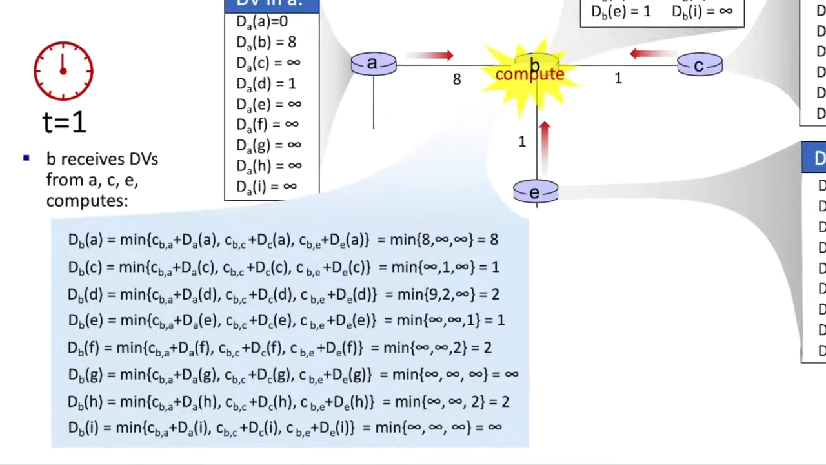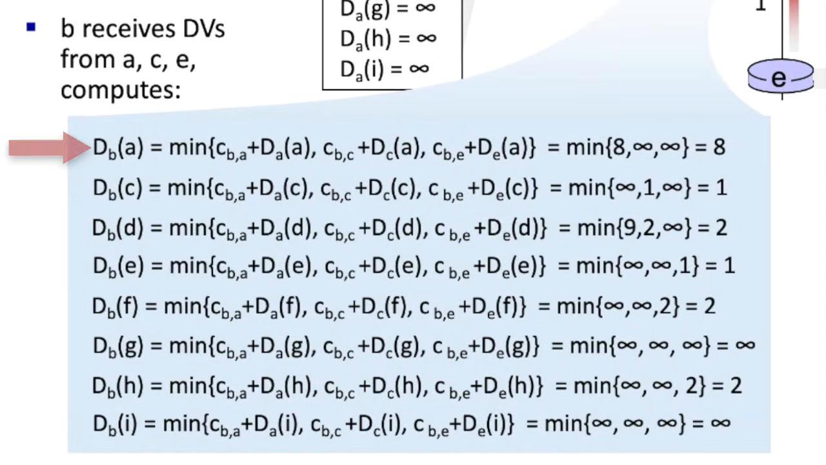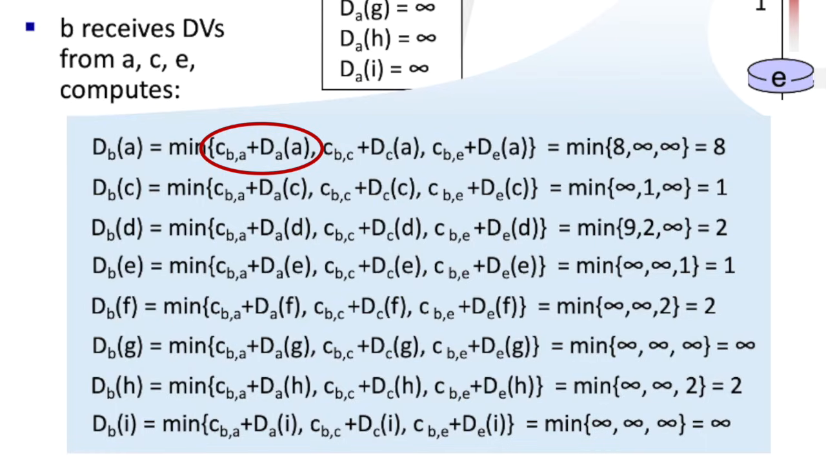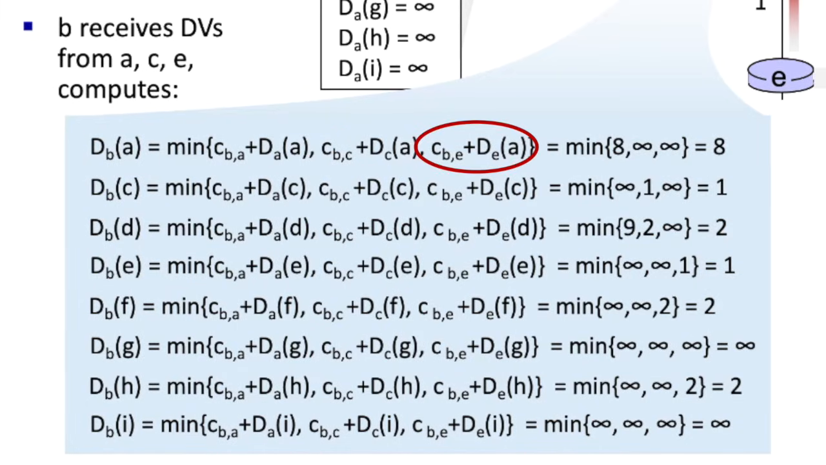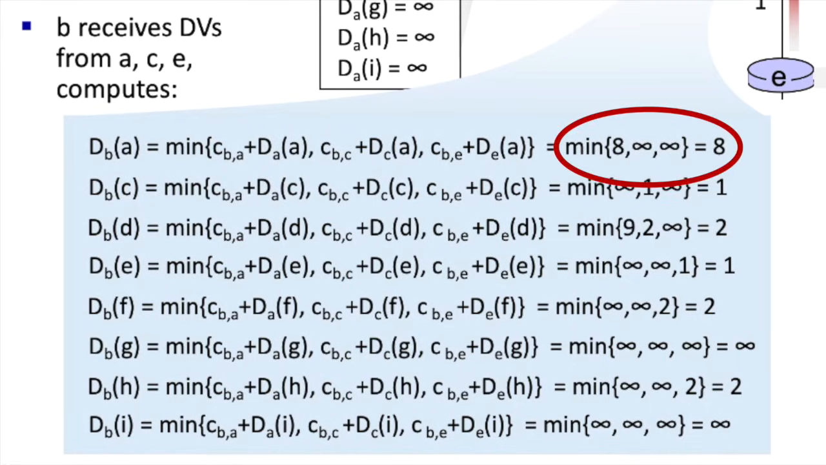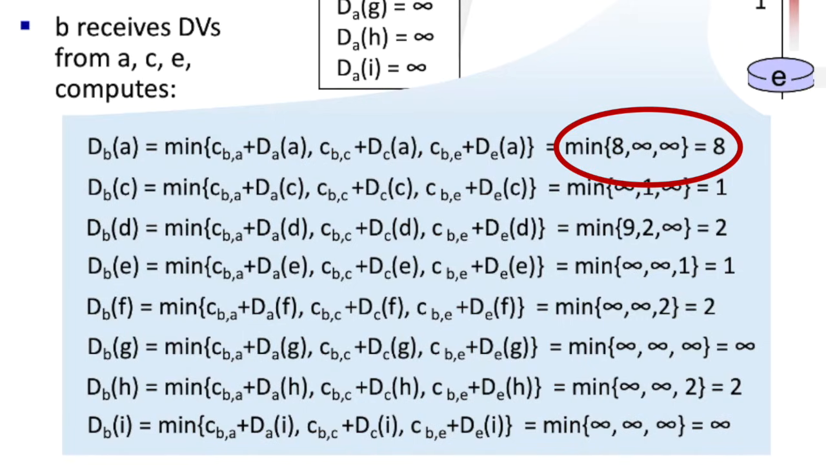Let's take a look at a couple of B's calculations. Let's first look at how B calculates its distance to A. B says, well, my distance to A is the minimum of 3 things. My direct cost to A plus A's distance to itself, which is 0. My direct cost to C plus C's cost to A, or my direct cost to E and E's cost to A. That's the minimum of 8, infinity, infinity, which is 8. So there's no change here in B's distance vector with respect to A.